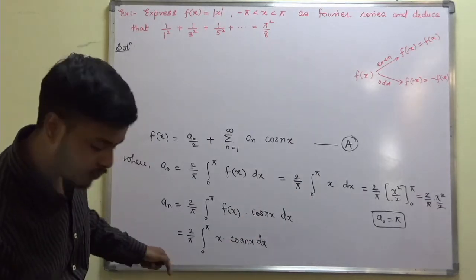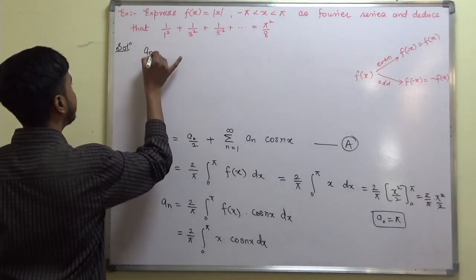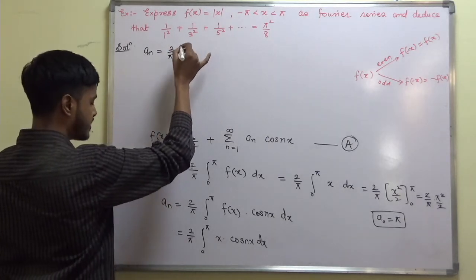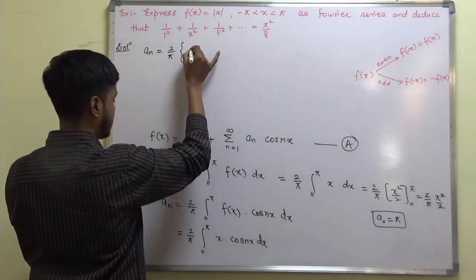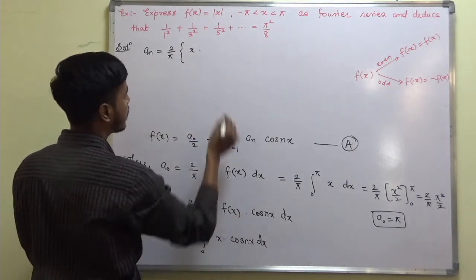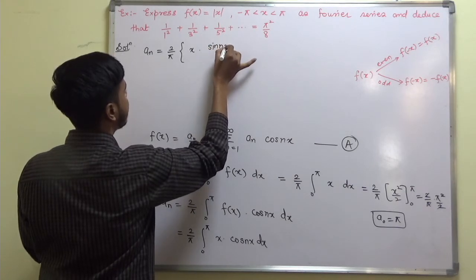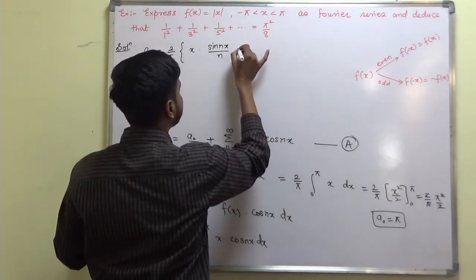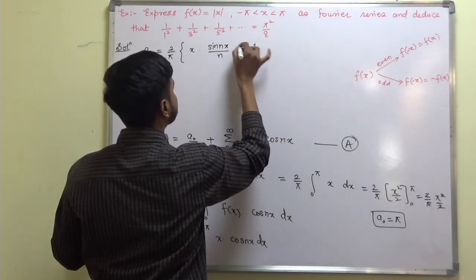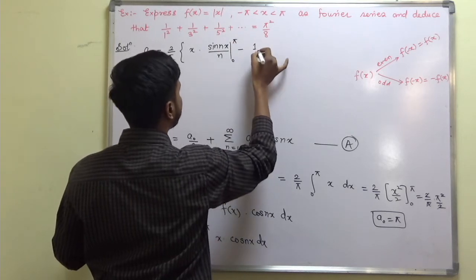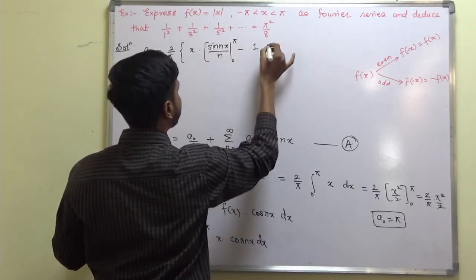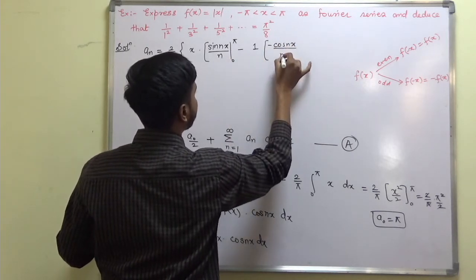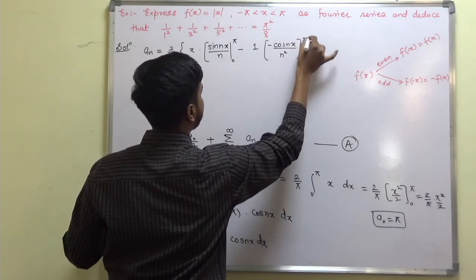So we can find it in one line only. So what is an? an is equal to 2 by pi. Now apply integration by parts to this. So it should be x into integration of cos, which is sine nx by n, right? Yeah, sine nx by n, minus derivative of this, 1 into integral of sine, which is minus cos nx, already n is there and again n, so this is n square, 0 to pi.